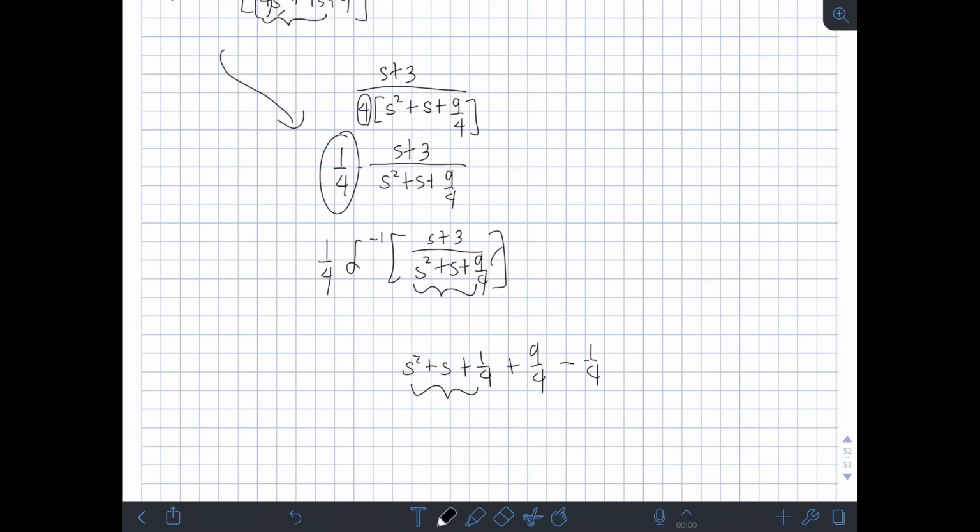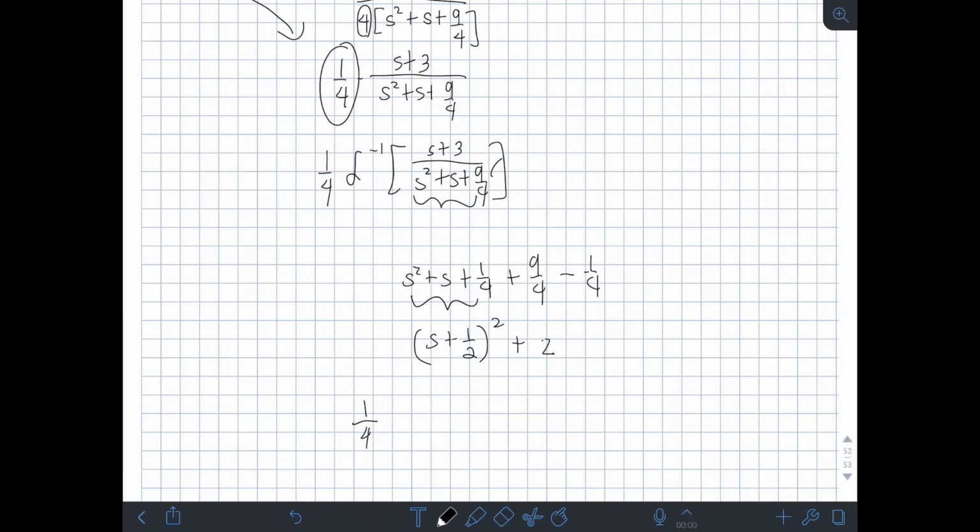So, magiging, ito, mapa-factor out na natin as what? S plus 1/2 squared. Right? Plus, ito, yung 9 over 4 minus 1/4 is ano na yan? Parang 9 minus 1 over 4 or 8 over 4 or simply 2. So, parang meron ka ng 1/4 inverse Laplace transform of s plus 3 over etong bagong denominator, yung s plus 1/2 quantity squared plus 2.